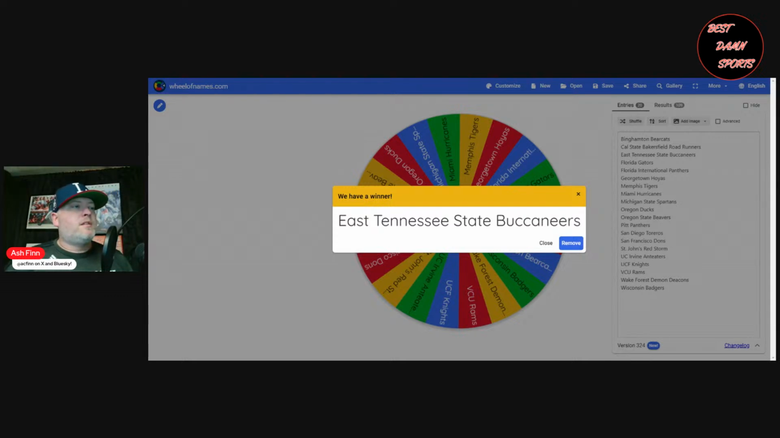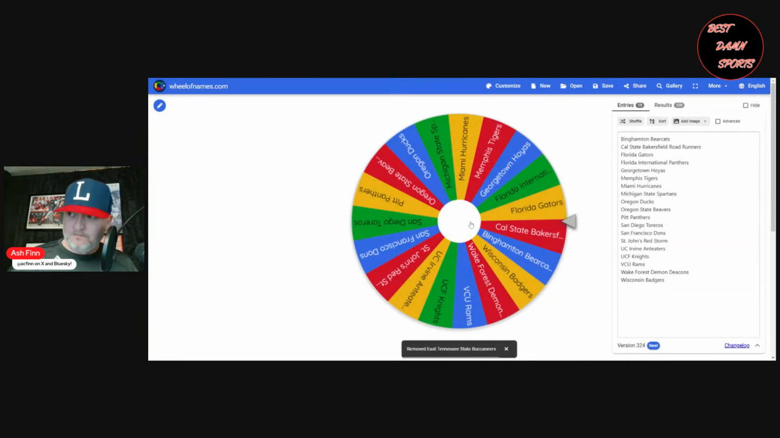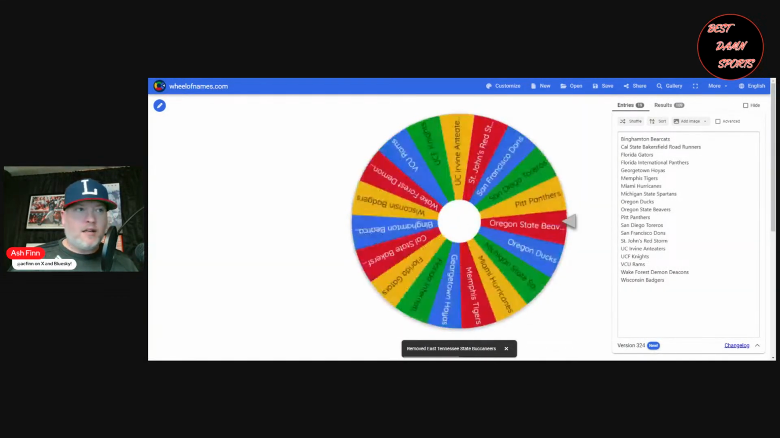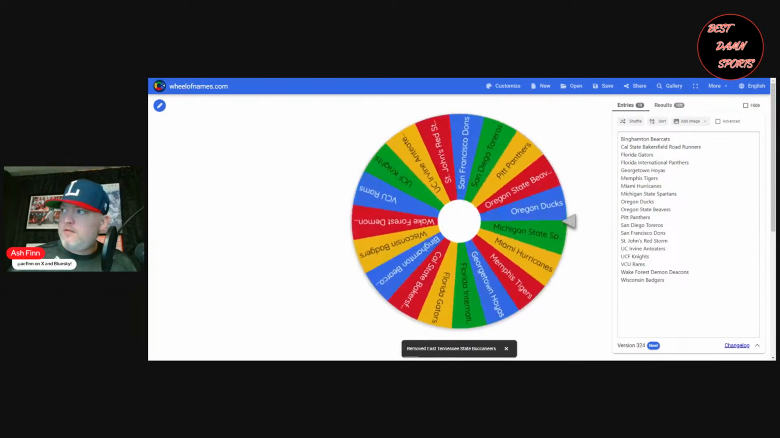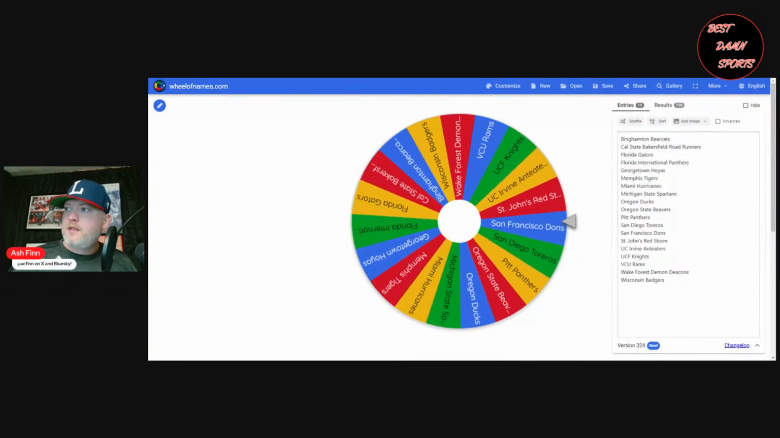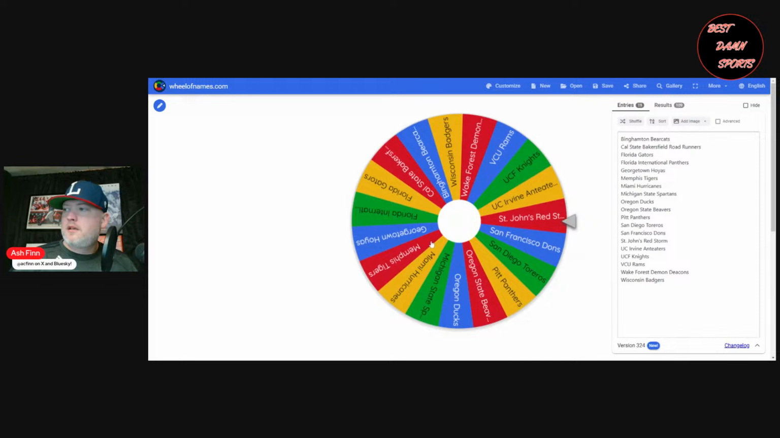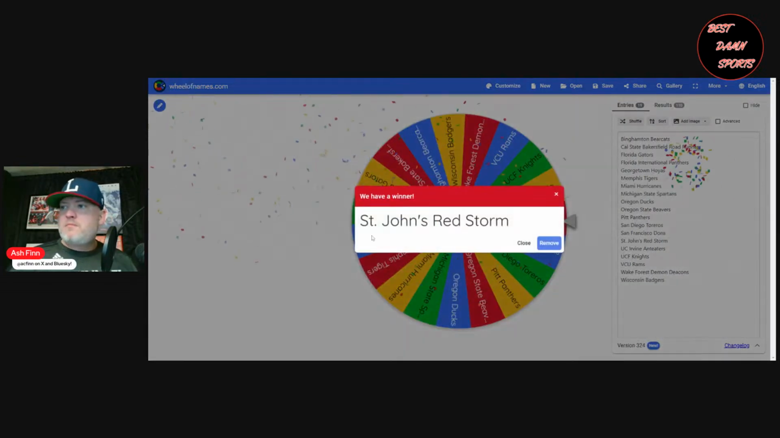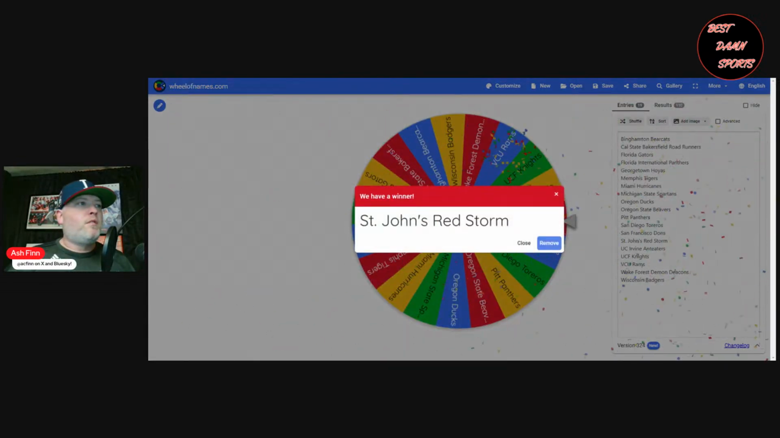Pat is another longtime league member in our server, owning the Montreal Expos in the ABA League. And next up on the spin will be, all right, another one of our longtime server members, the St. John's Red Storm, owned by Rich. He is in many of our leagues as well. Will be drafting in the number 3 position of the Big East draft.